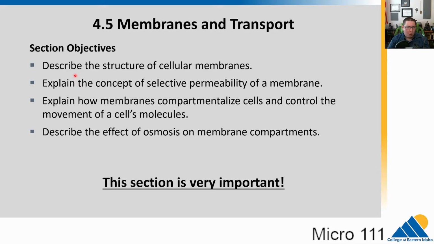We'll talk about the structure of the membrane. So remember, the cell membrane is the part that surrounds the cell. We'll talk about how this membrane is what we call selectively permeable. That means it allows some things to come and go while keeping others out or in. Then we'll talk about how membranes can form compartments in cells and control the movement of the cell's molecules. This section is very important. Diffusion, osmosis, very important principles to understand.